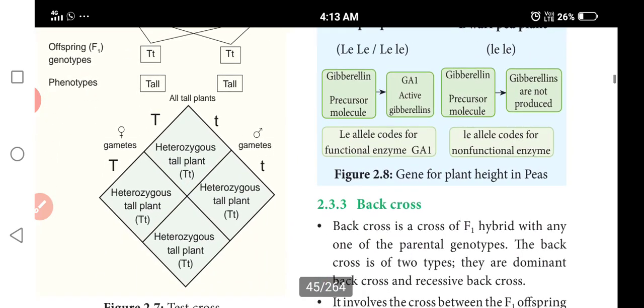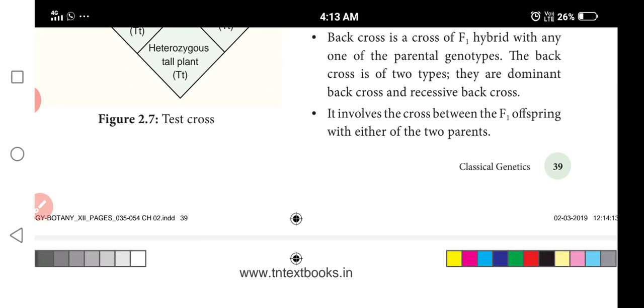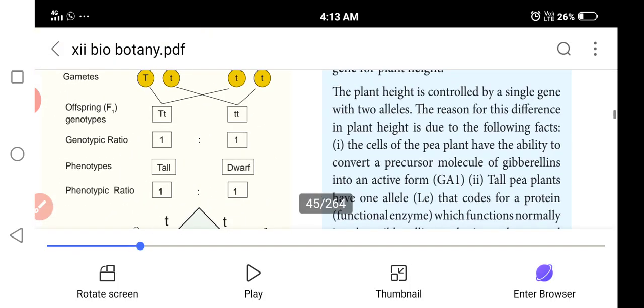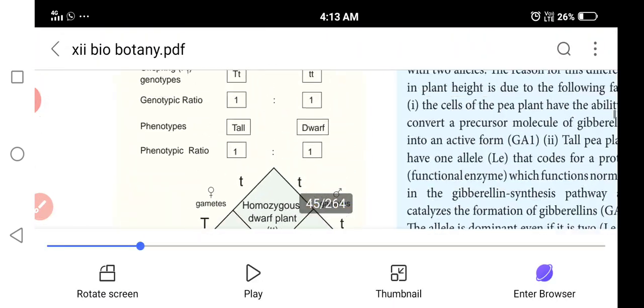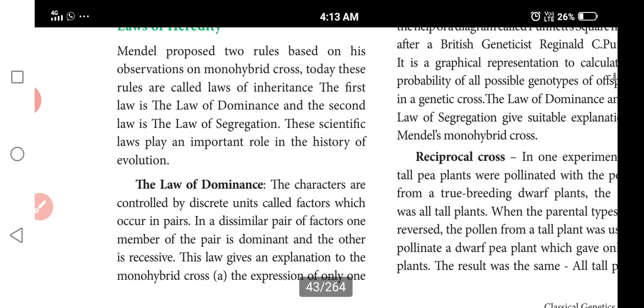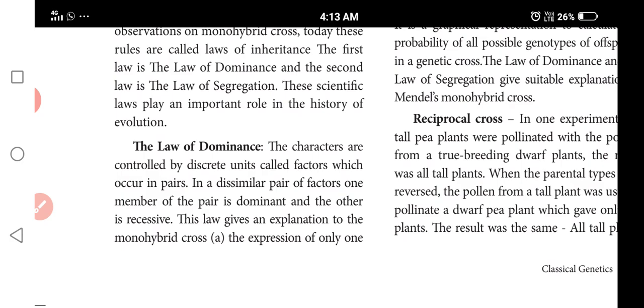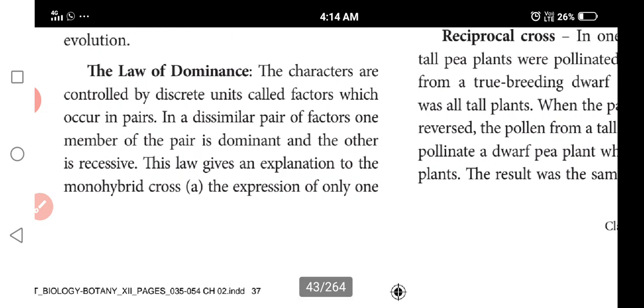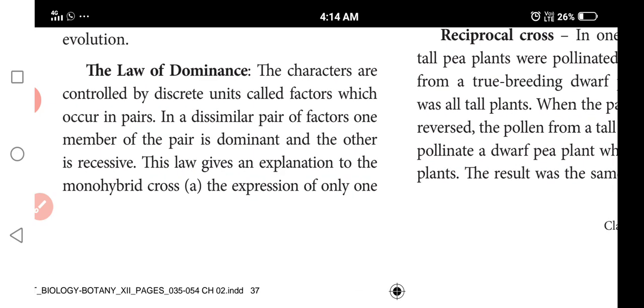The monohybrid cross is applicable to two laws, the law of dominance and the law of segregation. The monohybrid cross proposed the law of dominance and the law of segregation. First we discuss the law of dominance. The characters are controlled by discrete units called factors.